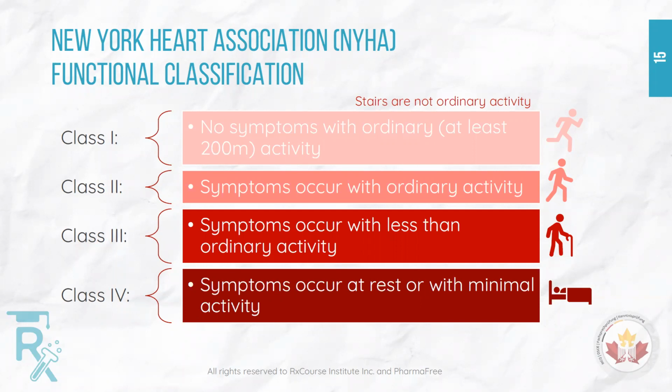In class 2, you will start to develop symptoms of dyspnea, shortness of breath, difficulty breathing, feeling congestion in your chest. This will happen with ordinary activity, like walking for 200 meters. In class 3, the symptoms occur with less than ordinary activity, like when someone starts to walk even for 30, 40 meters, the symptoms develop. So this is class 3.